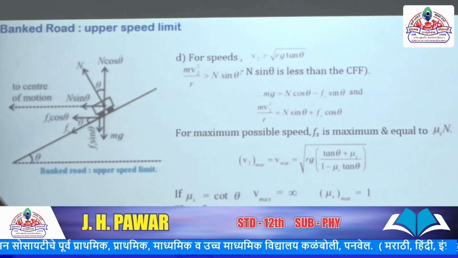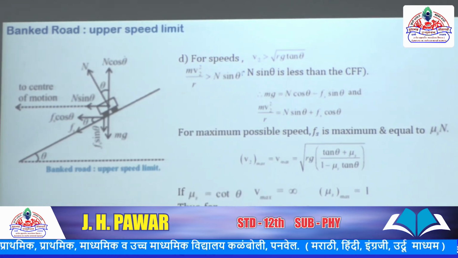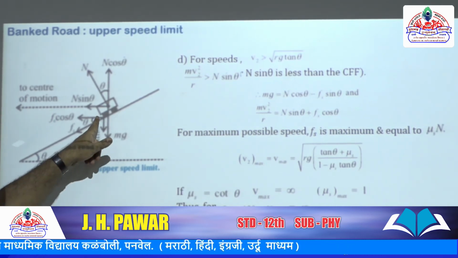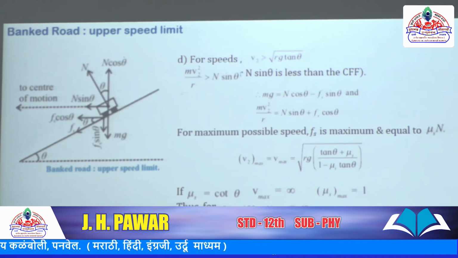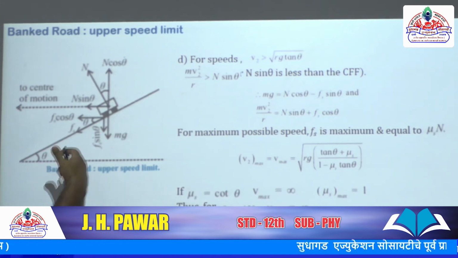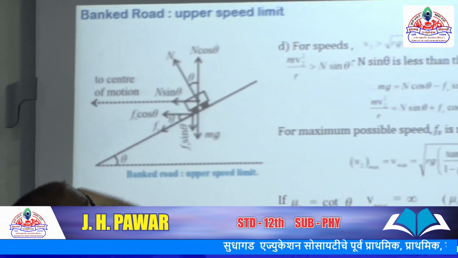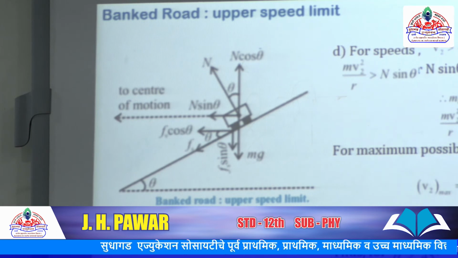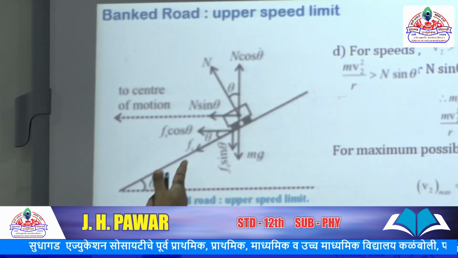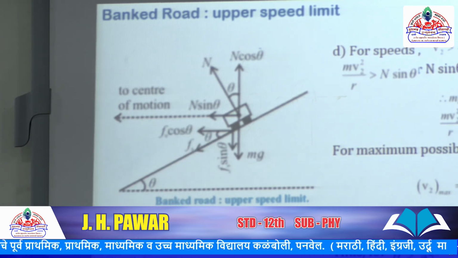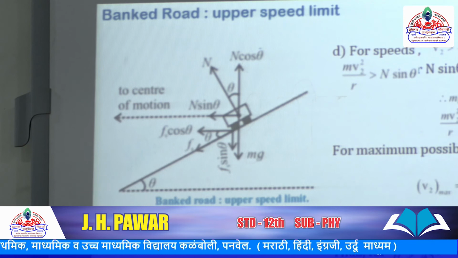When this n sin theta is less than the centrifugal force, one thing should be there: a force of friction is acting when the vehicle is moving fast. Then the force of friction is toward the center of the circle. Meaning the direction of the force of friction is not outward, it is inward. This force of friction is again resolved into two components, say Fs cos theta in the direction of the center and Fs sin theta vertically downwards.